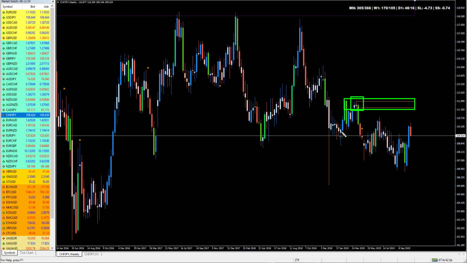It moved through this area of demand. So you ask yourself the question, what area of supply is responsible for consuming this demand, and it's this one here. Okay, so this is where we expect price to react most aggressively once price returns to it.